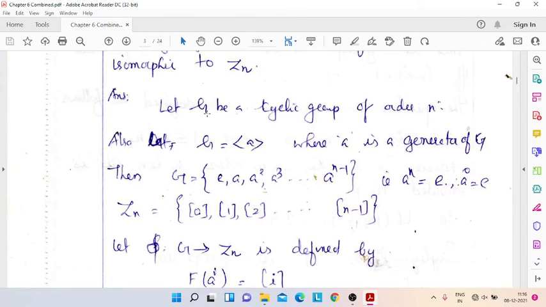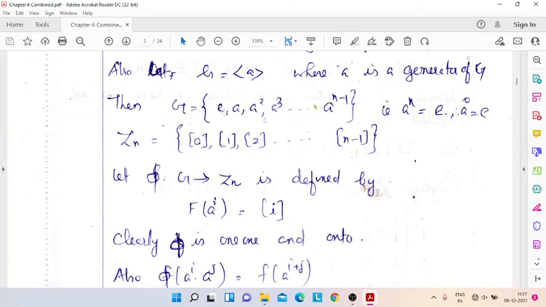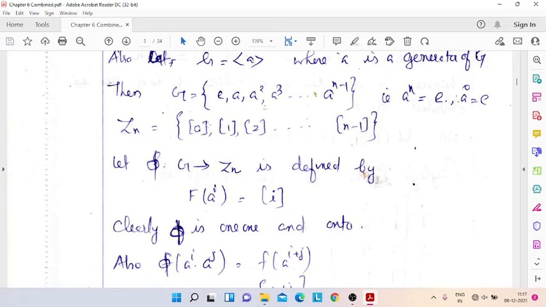Suppose G, the first group, is a cyclic group of order n. Then, since it's a cyclic group, it has an element a that generates all elements in that group. Therefore, G is equal to the group generated by a. Hence, the elements of G can be written as e, a square, a cube, etc., up to a raised to n minus 1. Moreover, a raised to n equal to e, and a raised to 0 equal to e.